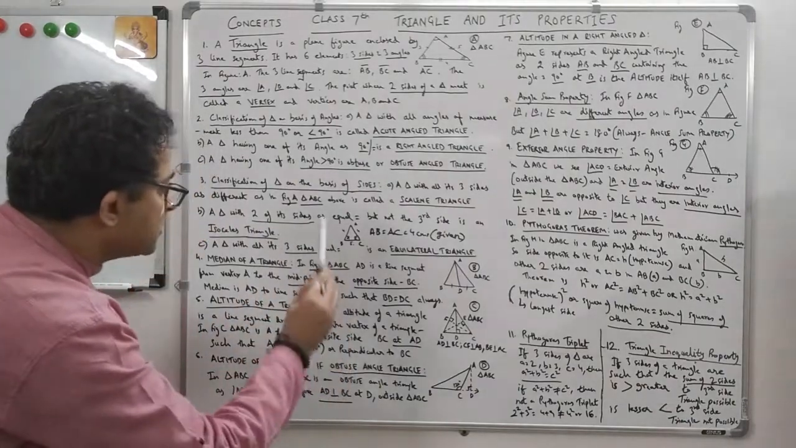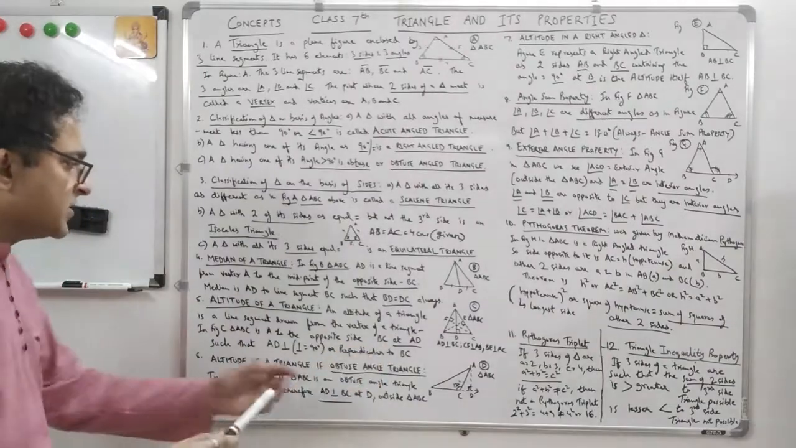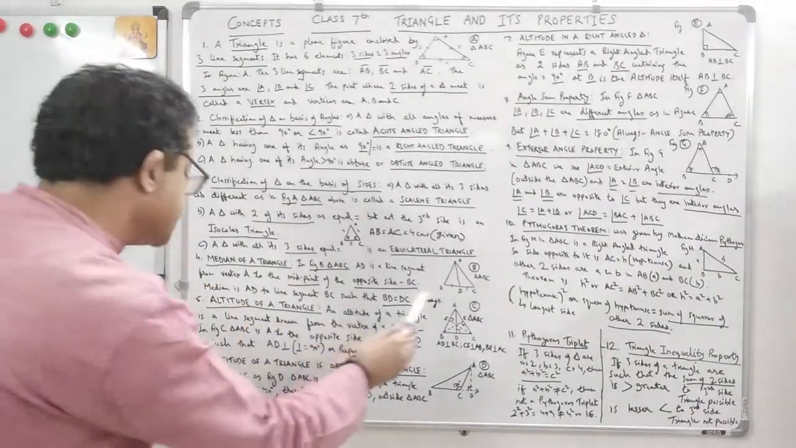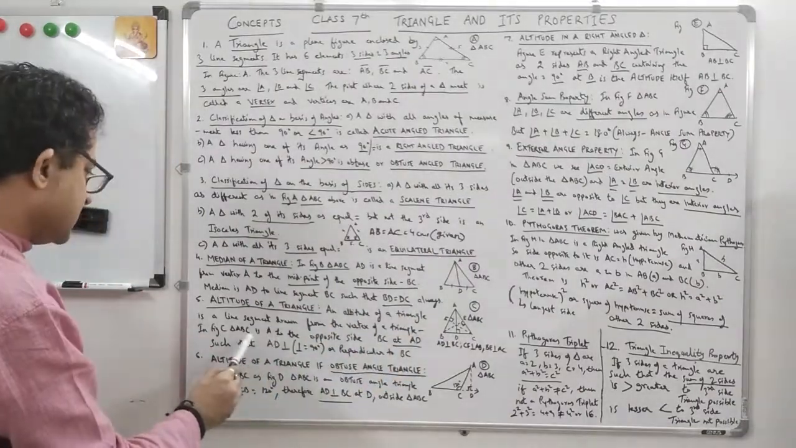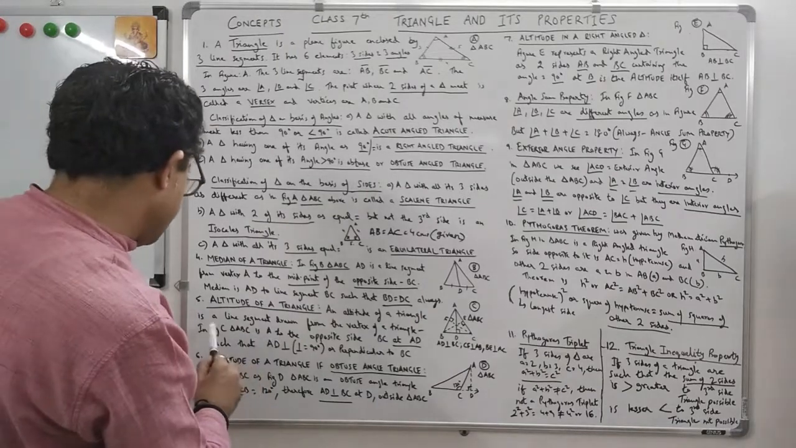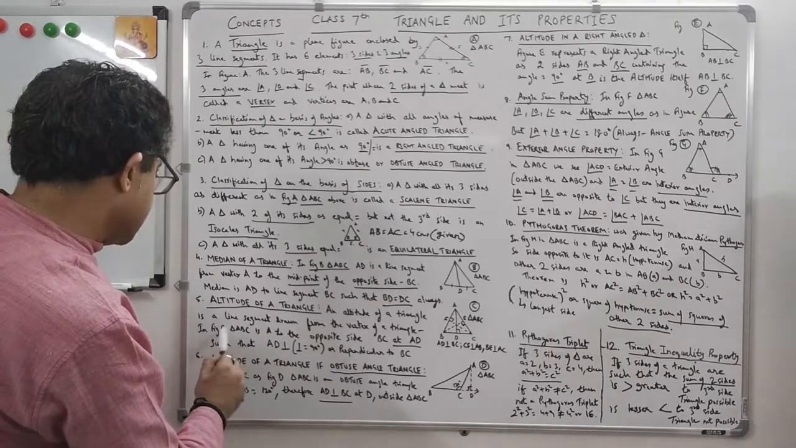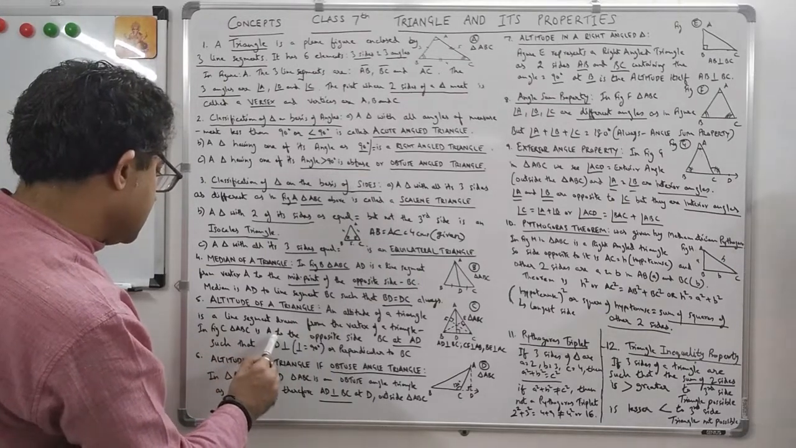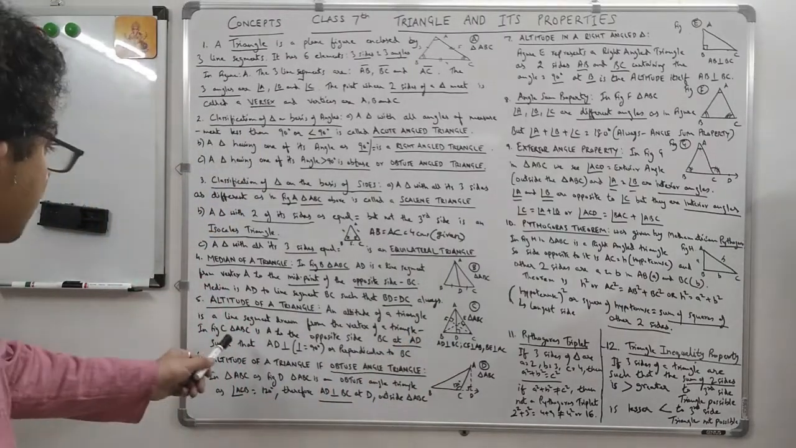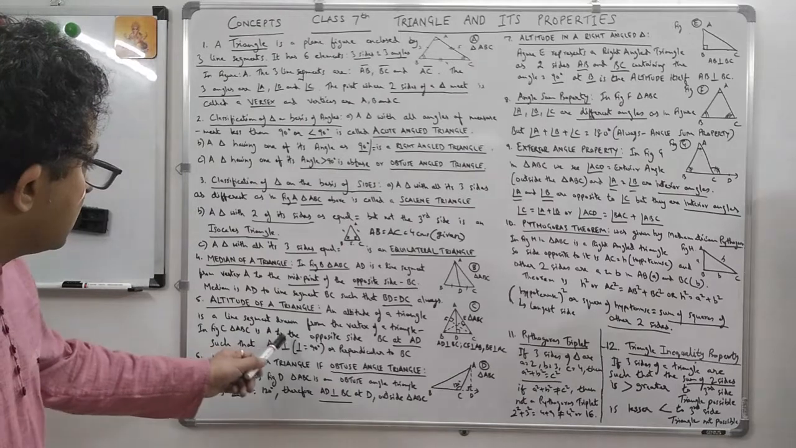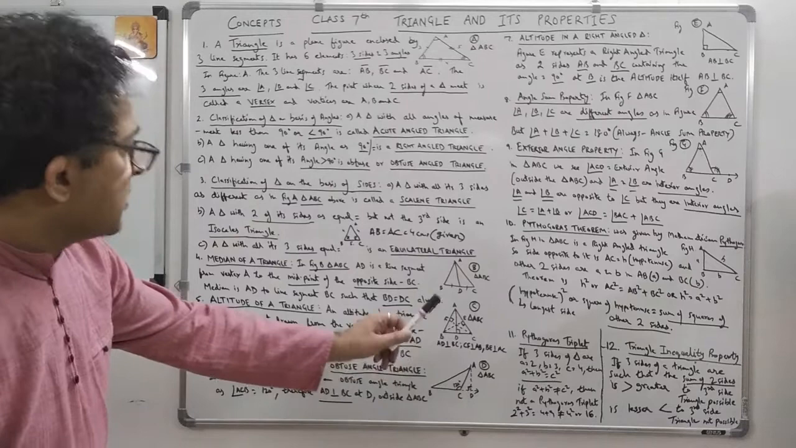An altitude of a triangle is a line segment drawn from the vertex of a triangle, same way as we did for median. So what happens in figure C, triangle ABC? In figure C, triangle ABC, it is from A to the opposite side BC, to AD. BC to AD. Okay. So similar.